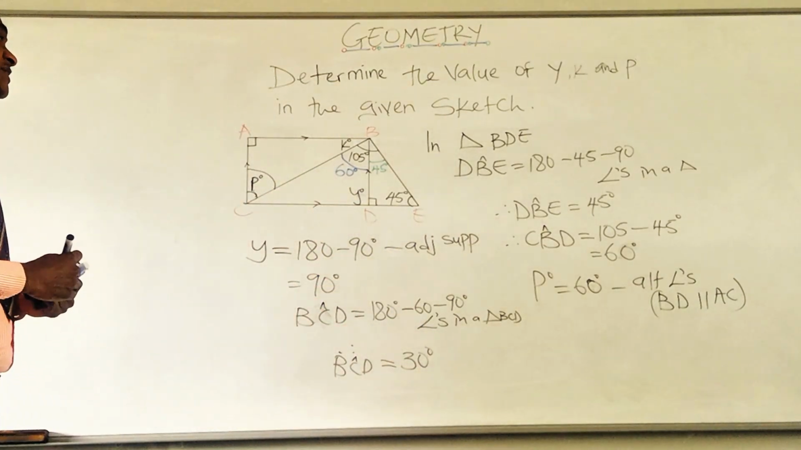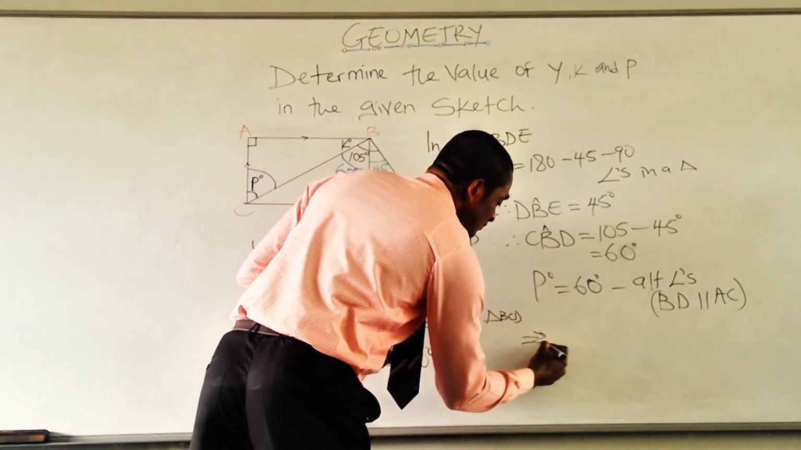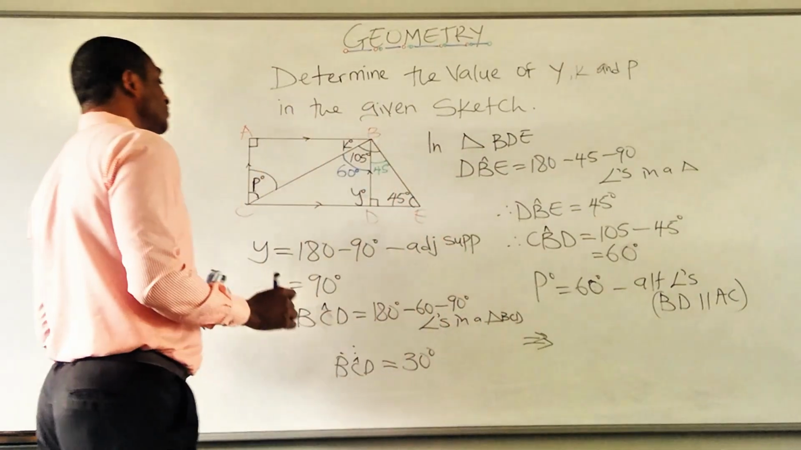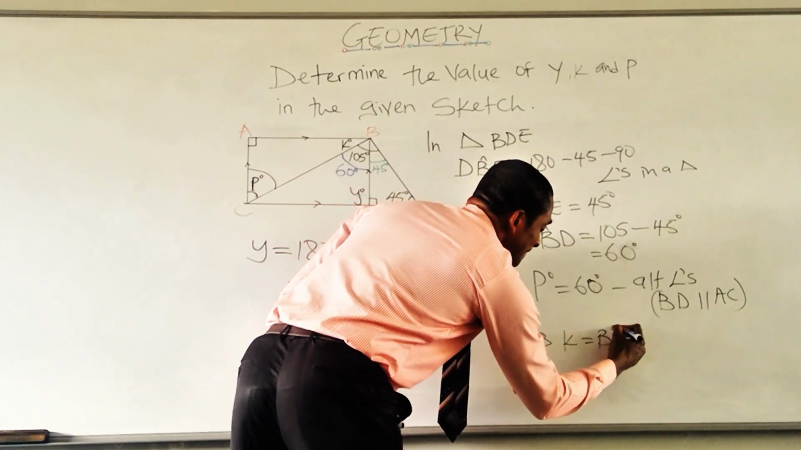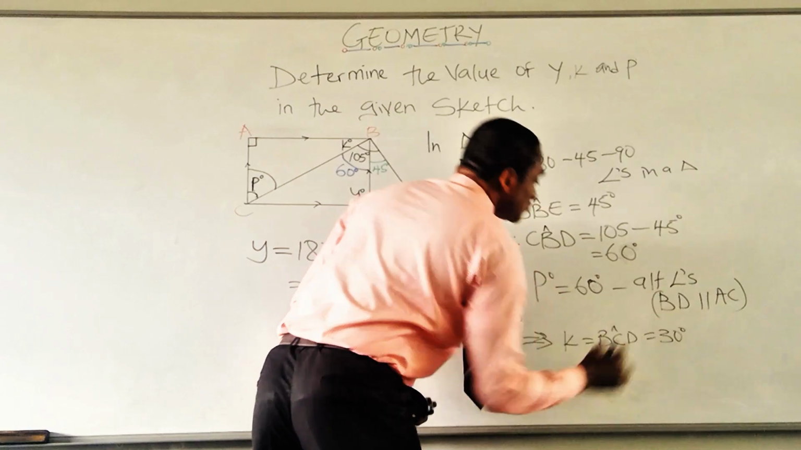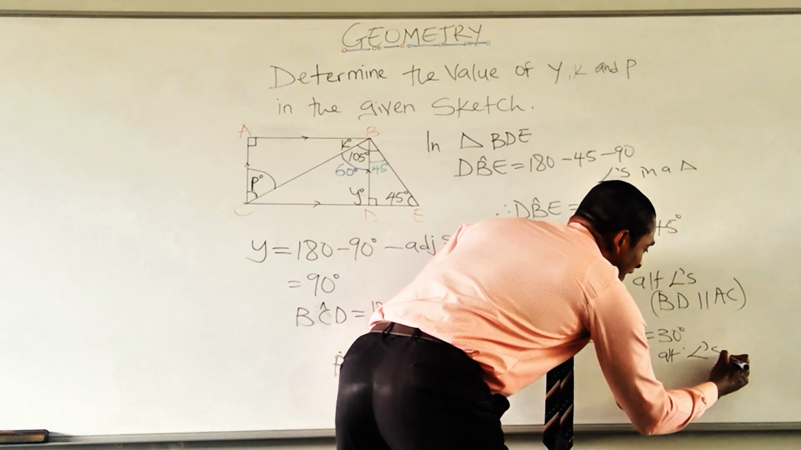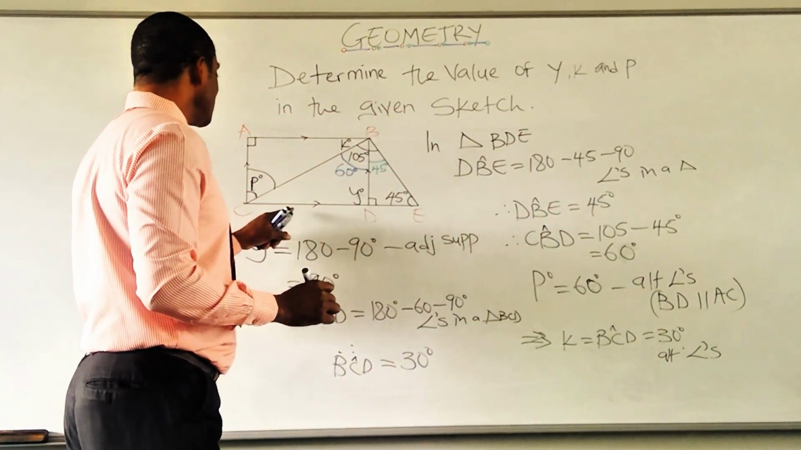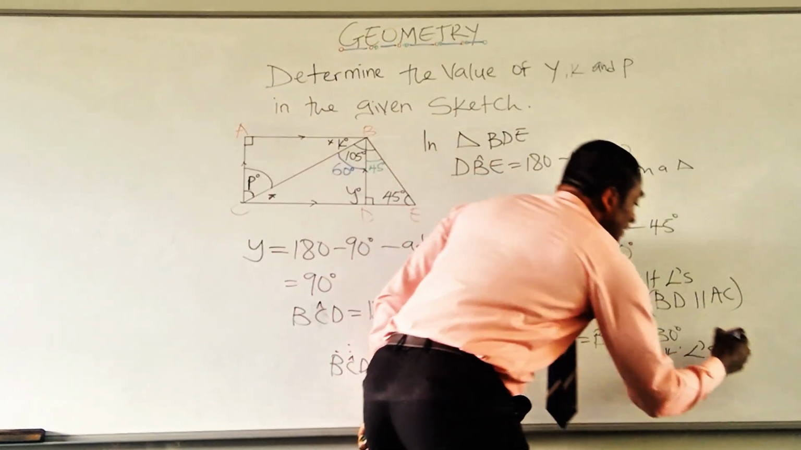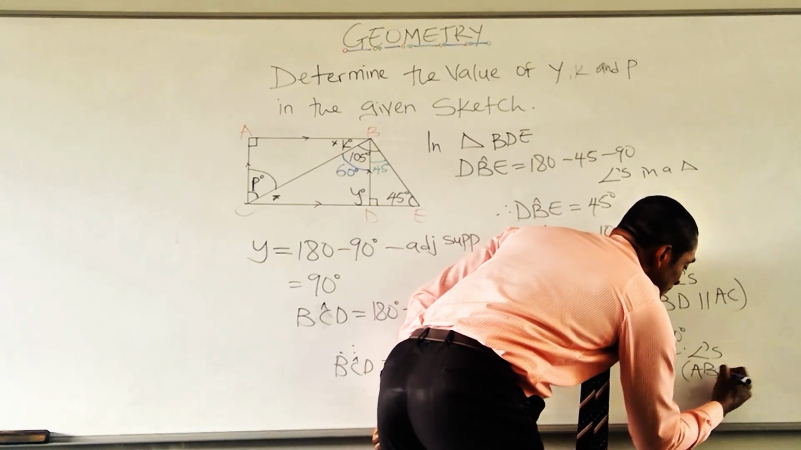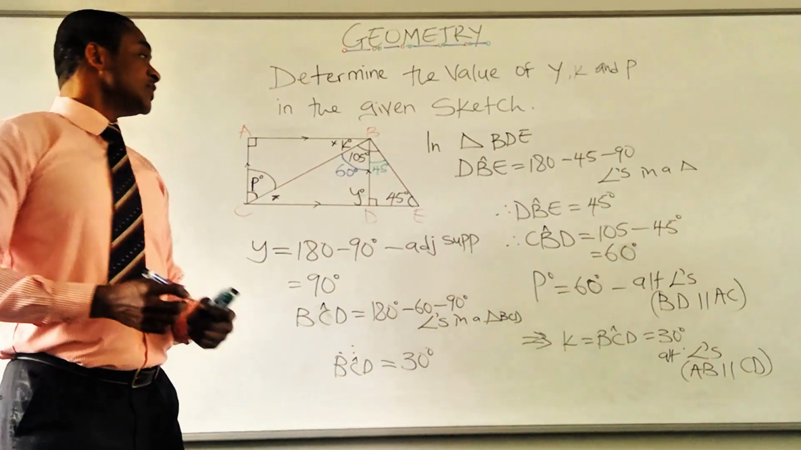If our BCD is 30 degrees, then we can go on and also establish that K is equal to BCD, which is equal to 30 degrees as well. And our reason is also alternate angles. Why are they alternate? Because in this case, I have here and here, they are alternate because AB is parallel to CD. And this is the solution to this problem.